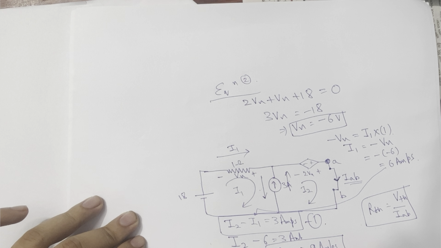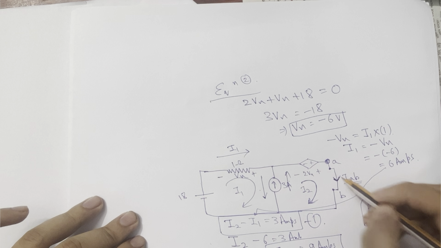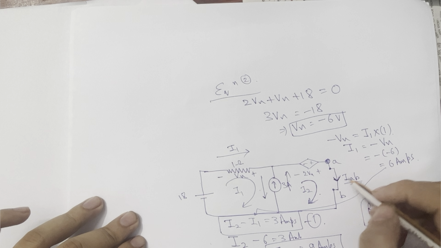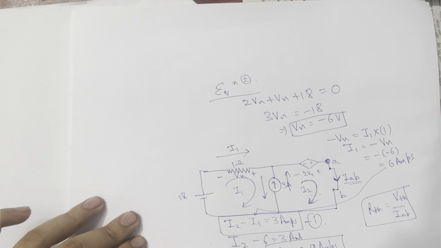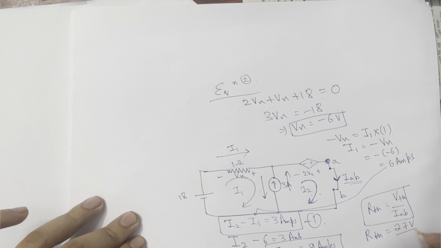And I already told you, here we can see I2 is flowing, and in this line IAB is flowing, same branch, same current, same direction also, so no negative sign. I2 is equal to IAB, so RTH will be equal to VTH, which was equal to 27 volts. You can already check over here, it was 27 volts, divided by IAB, which is equal to I2 here, so 9, so RTH will be equal to 3 ohms. So RTH is 3 ohms.